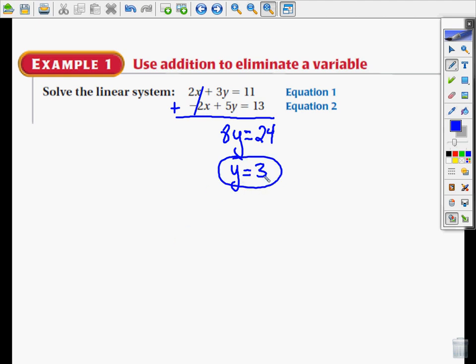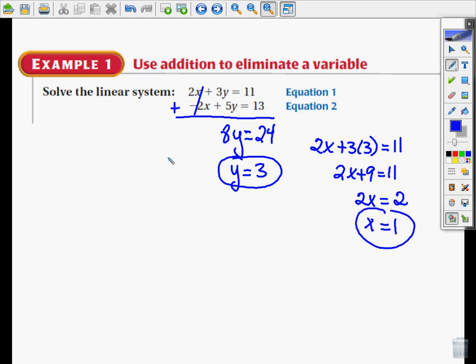Now I'm going to take the y equals 3 and put it into either the top or the bottom equation. It doesn't matter which one you choose. I'm going to put it into the top one. So 2x plus 3 times 3 equals 11. So 2x plus 9 equals 11. I'll subtract off the 9 to get 2x equals 2. Divide by 2 and x equals 1. So my ordered pair is (1, 3). And that was pretty quick.